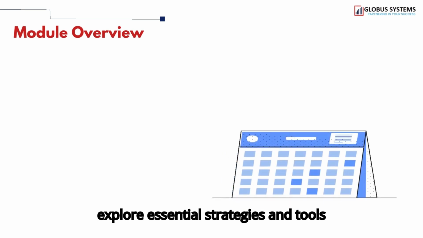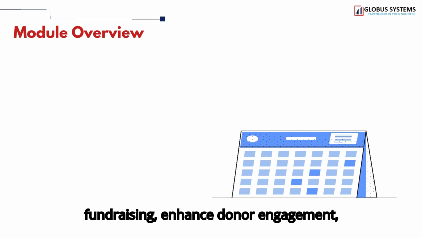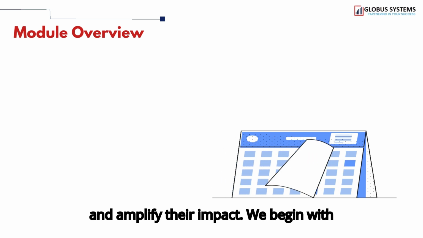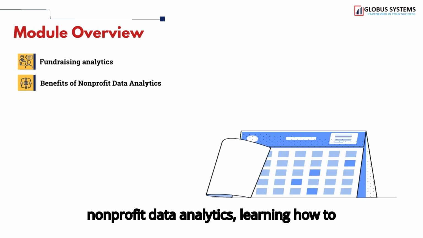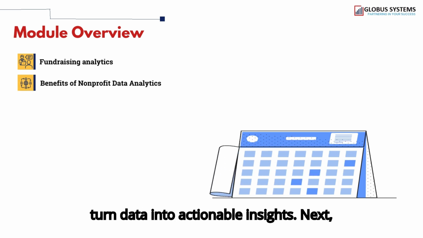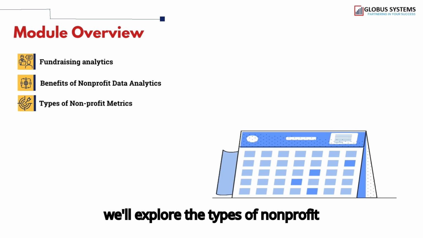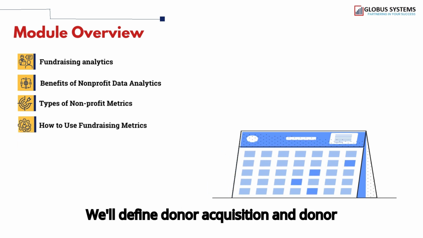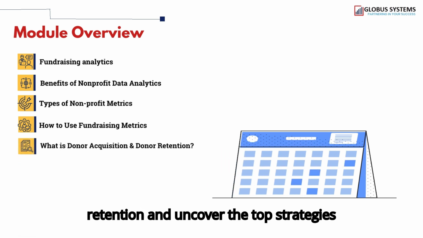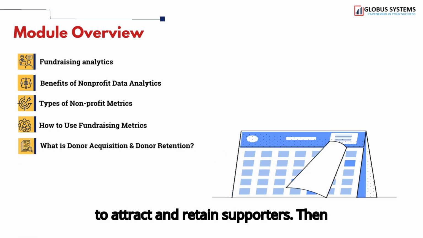We'll explore essential strategies and tools that empower nonprofits to optimize fundraising, enhance donor engagement, and amplify their impact. We begin with fundraising analytics and the benefits of nonprofit data analytics, learning how to turn data into actionable insights. Next, we'll explore the types of nonprofit metrics and how to use fundraising metrics to drive informed decisions. We'll define donor acquisition and donor retention, and uncover the top strategies to attract and retain supporters.